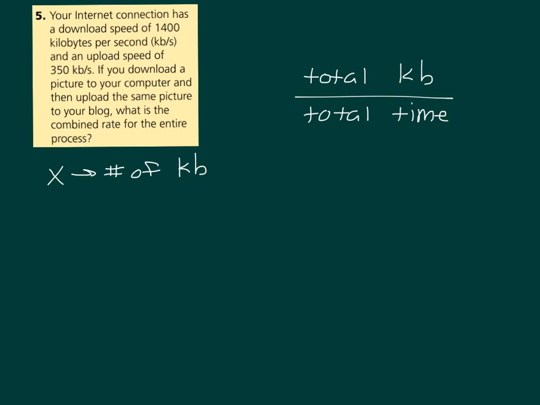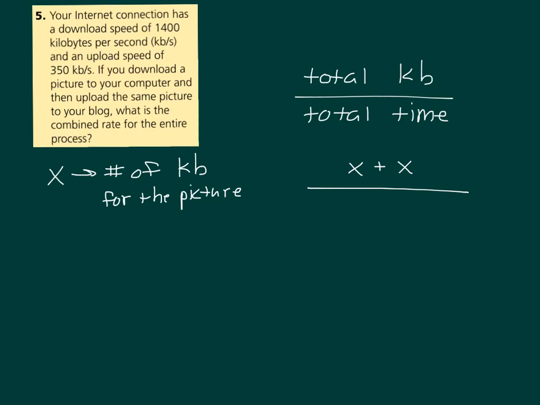If x is the number of kilobytes for the picture, we'll be more specific, for the picture, then the total number of kilobytes we're talking about is x plus x. That's the number of kilobytes you're downloading, and then you upload that same exact number of kilobytes. So that is our numerator, that's the total kilobytes. Now what about total time? We need to figure out what's an expression for how long it takes to download the picture, and then how long it takes to upload the picture.